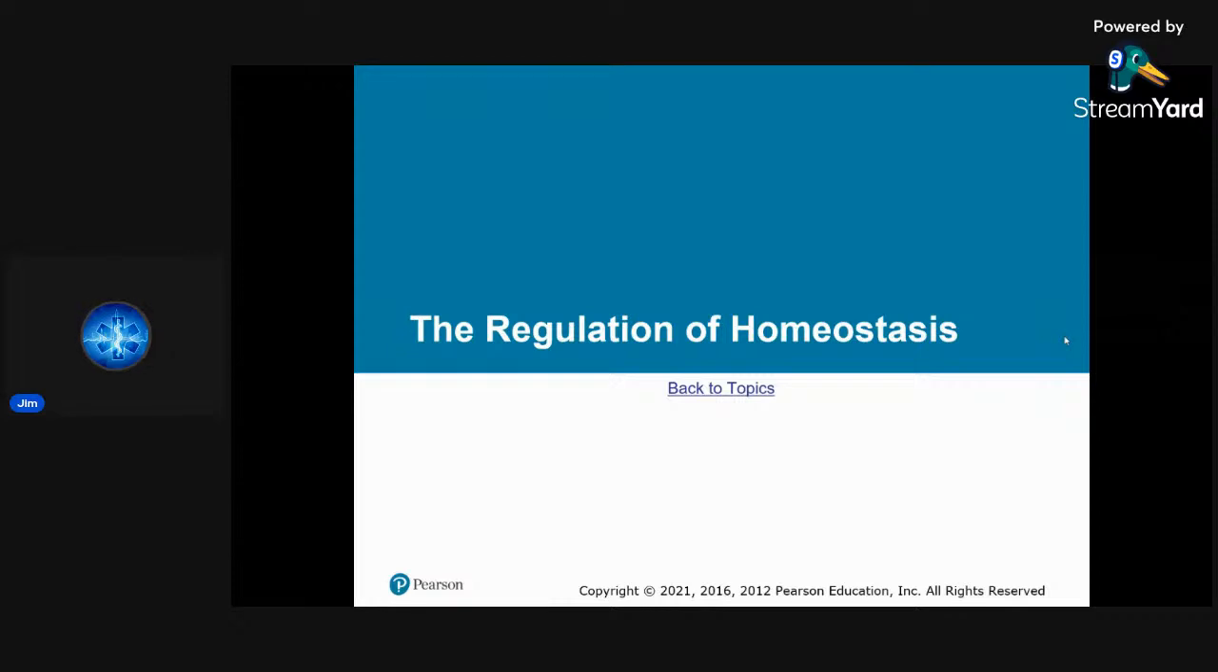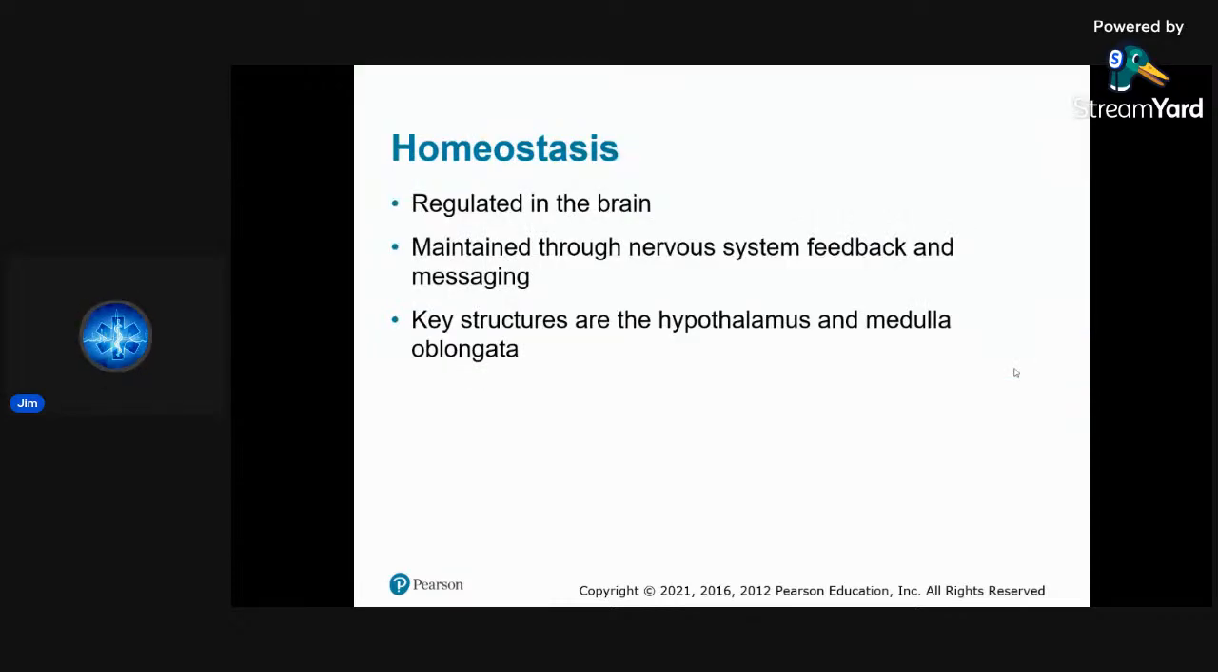The regulation of homeostasis. Homeostasis is regulating the body. This is the body's way to maintain a normal state. It wants to be in a neutral position, right? So it's regulated and maintained through the nervous system, feedback and messages, and all the glands and stuff like that. And the key structures are the hypothalamus and the medulla oblongata, right?